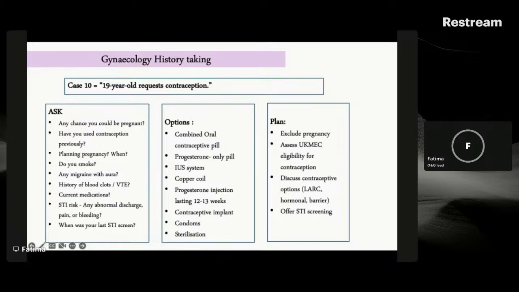because if you do not do an STI screen prior to that and they do have an STI, and then you insert the coil, it will drive that infection up into the uterus, and then they can be at risk of pelvic inflammatory disease, which is very serious and requires antibiotics and sometimes requires admission into hospital as well. So it's very important to offer STI screening.